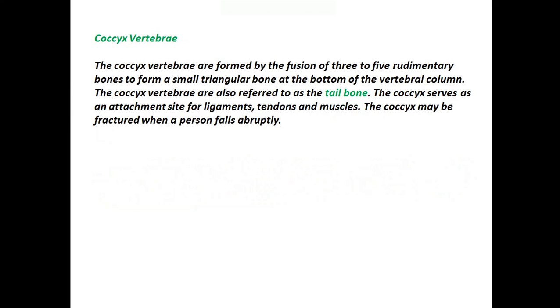The coccyx vertebrae are formed by the fusion of 3 to 5 rudimentary bones, to form a small triangular bone at the bottom of the vertebral column. The coccyx is also referred to as the tailbone. The coccyx serves as an attachment site for ligaments, tendons and muscles. The coccyx may be fractured when a person falls abruptly.